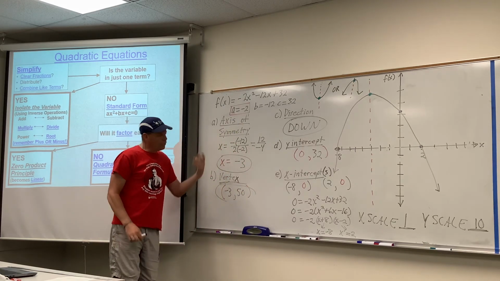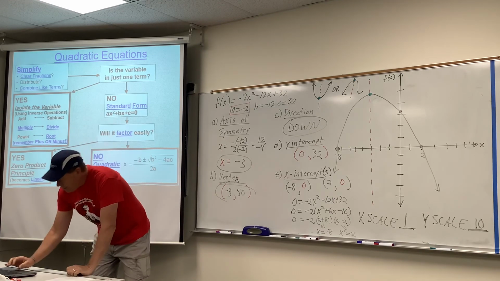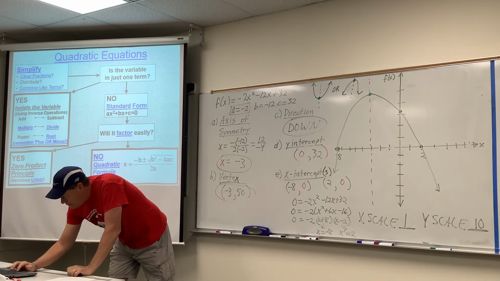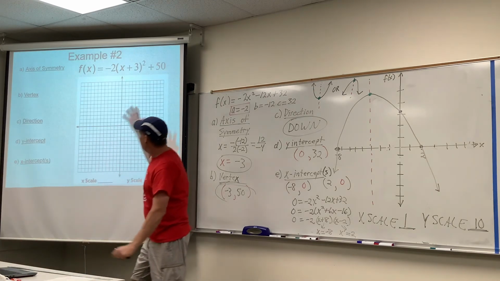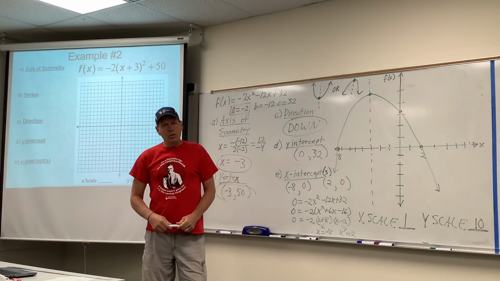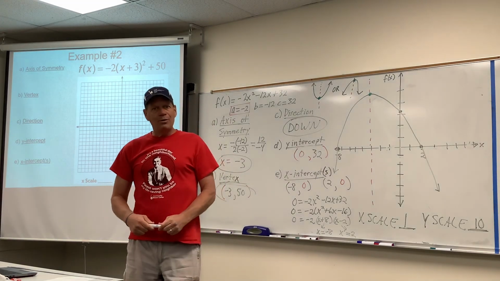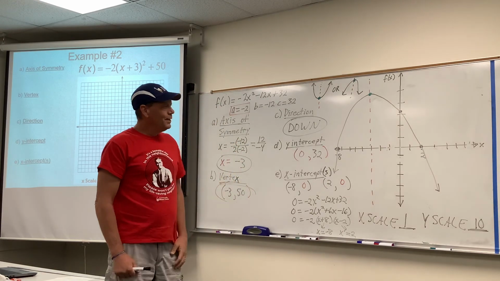So that's what we're looking for on these questions. If you could please go through and identify A, B, C, D, E, and then of course, use that information to create the graph. So that's the format that we're following on these examples, and it's the format I would ask you to follow when you graph your parabolas on assignment 22. Again, I hope that all made sense. Good luck to you.